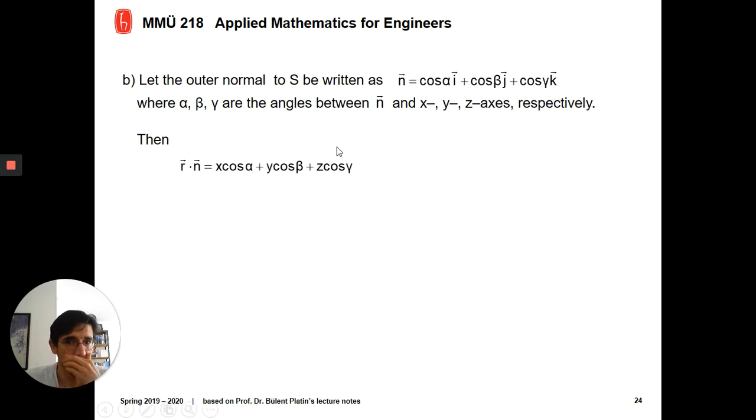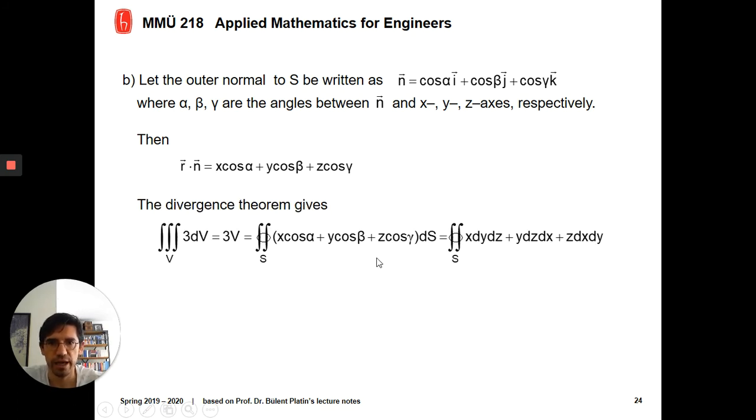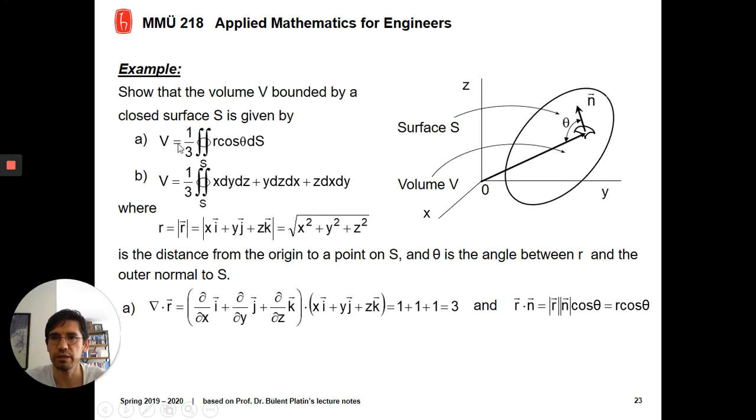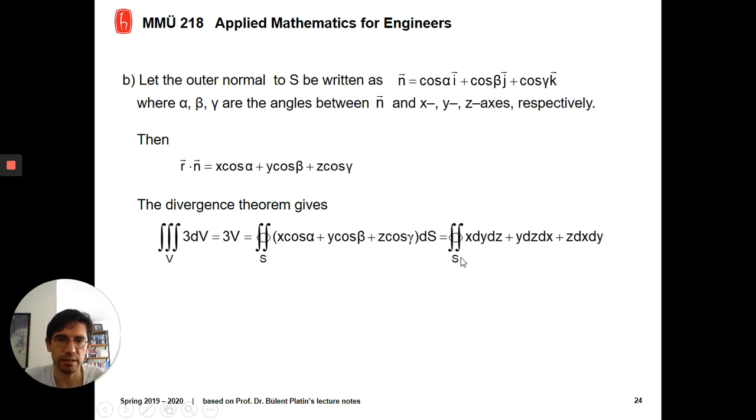Now you can define the outer normal to the surface as the cosines of that normal with respect to the axes. That's a very general definition. If you dot that with my position vector, this is the expression you get, and in the end, if you integrate by dS, we're dealing with the B question here. We're trying to prove this one, and that will be equivalent to our expression.